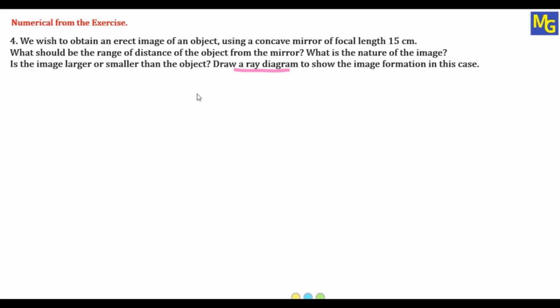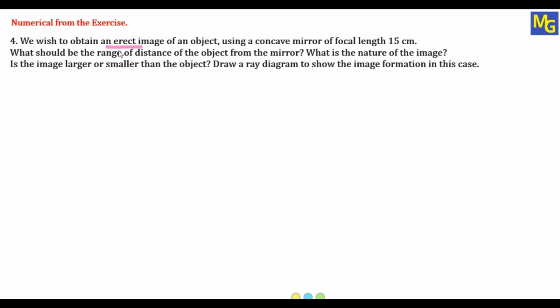Now, let's start with the answer. So we have to use a concave mirror. According to the question, it is clear. It is given focal length 15 centimeter. What is focal length? Focal length is nothing but the distance between the pole and the focus, the principal focus. That is called focal length. And whatever image we are going to get, it is erect here.